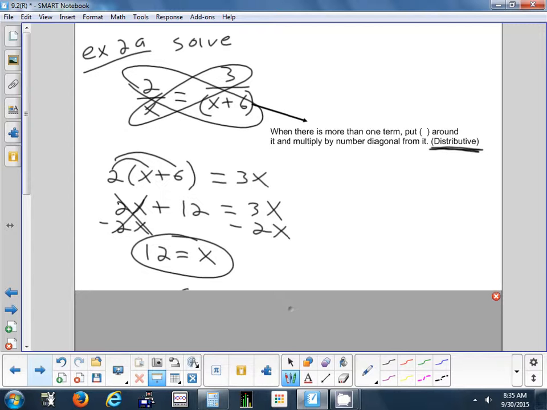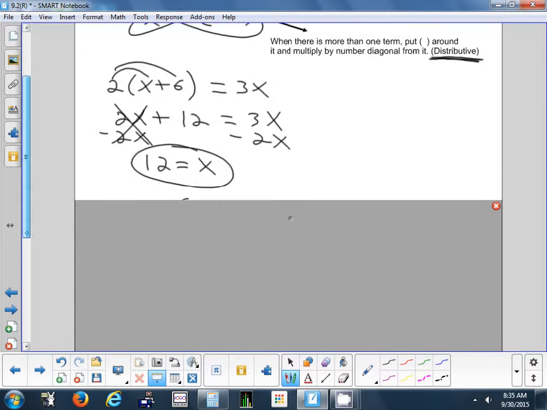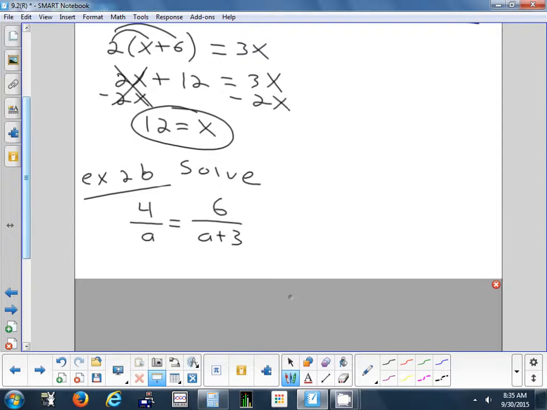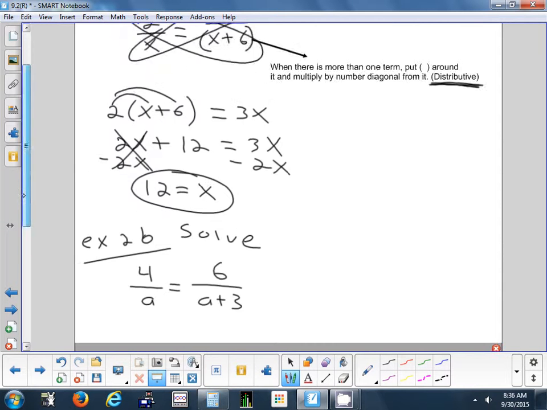Okay, questions on that one? That one's a little bit harder than the last type. Okay, same basic type. Numbers in the top, letters in the bottom.